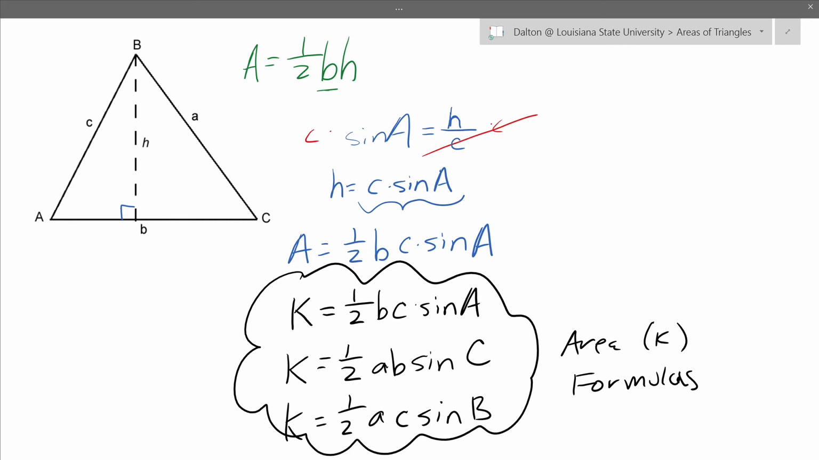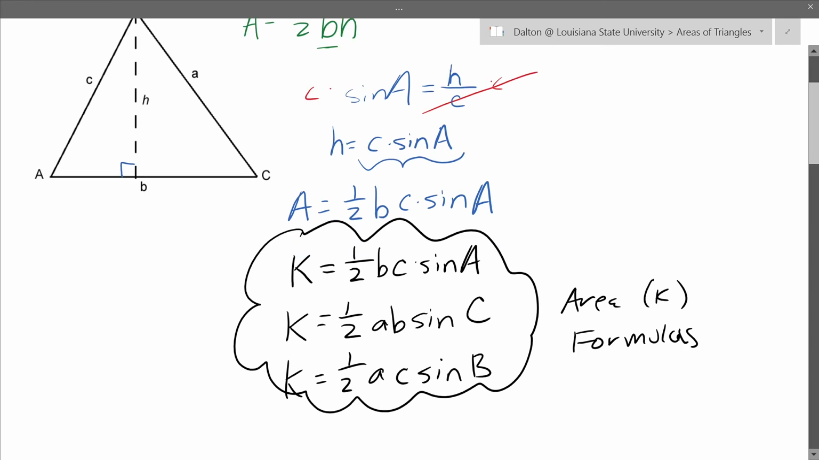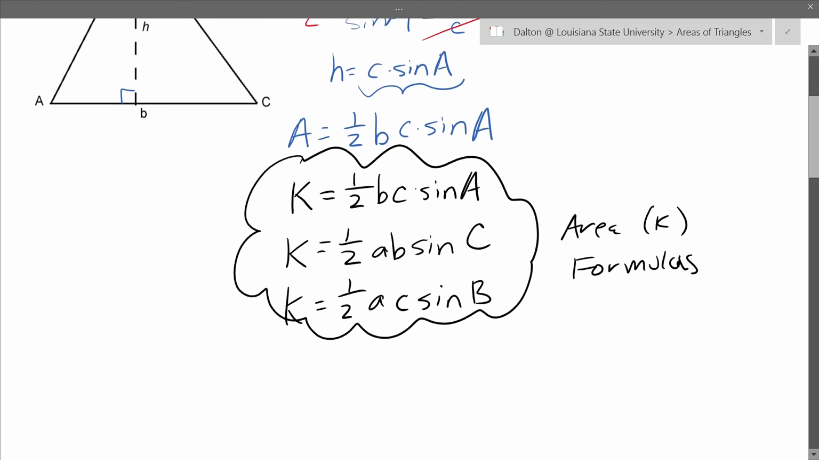You've got BC and then the sine of the other angle. AB, the sine of the third angle C. AC, the sine of the third angle B. So you'll be able to catch on to those pretty easily. So let's put it to practice.